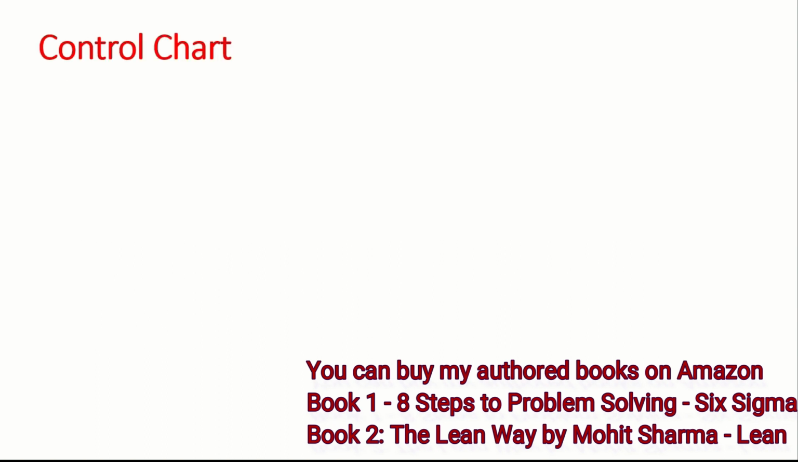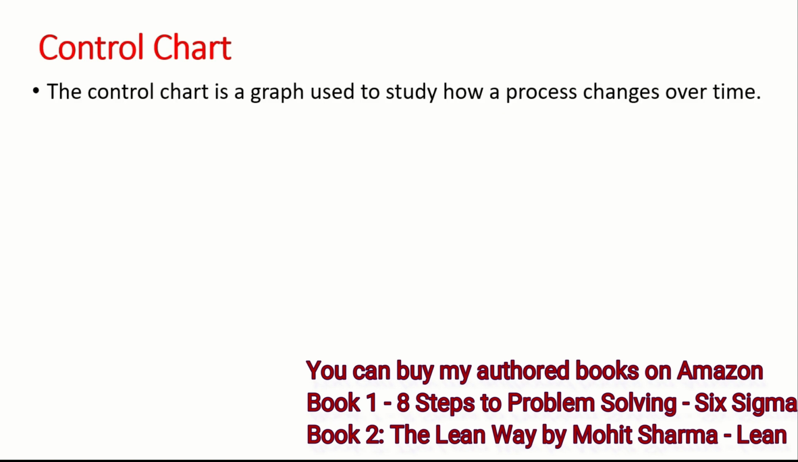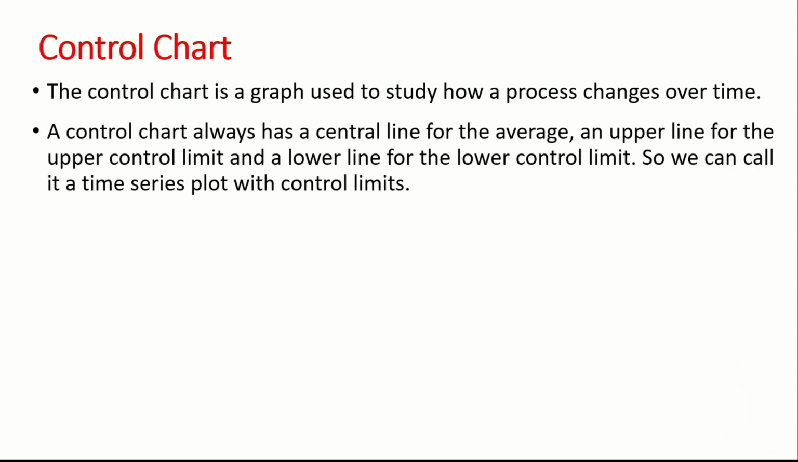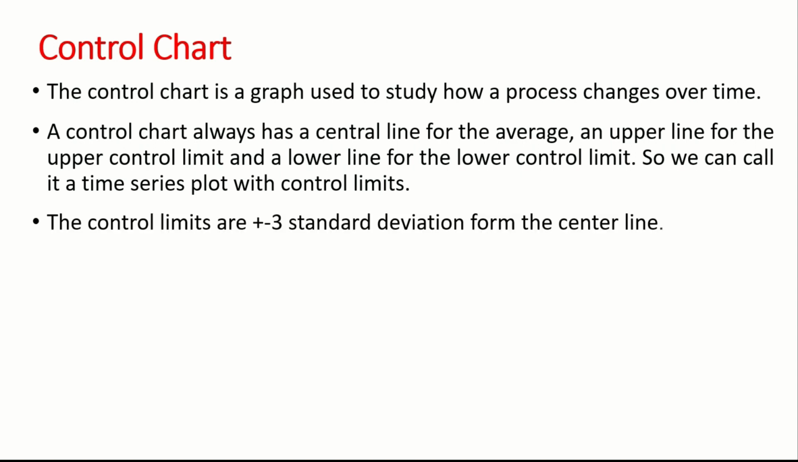The last tool that we are going to discuss today is the control chart. A control chart is a graph that is used to study how a process changes over time. It is an important and very useful tool used in all Lean Six Sigma projects. It always has a central line for the average, an upper line for the upper control limit, and a lower line for the lower control limit. So we can call it a time series plot with control limits. These control limits are plus minus 3 standard deviations from the central line.